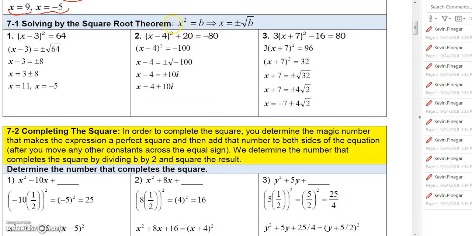Okay, let's go ahead and also talk about using the square root theorem here. The square root theorem is used when you have a squared quantity equal to a constant.